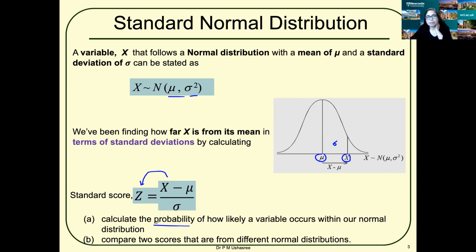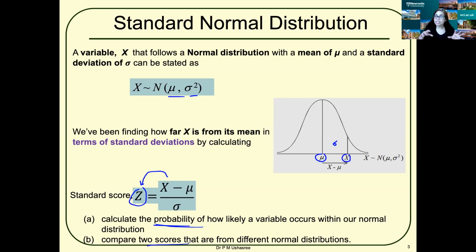You may ask me, can we use the normal distribution to calculate the probability? Yes, you can, but the method is quite complex. It is easier to transform this normal distribution into a standardized normal distribution and then find the probability. That's what we're going to see with examples. And a standardized normal distribution will help you compare any two scores which belong to two different normal distributions.